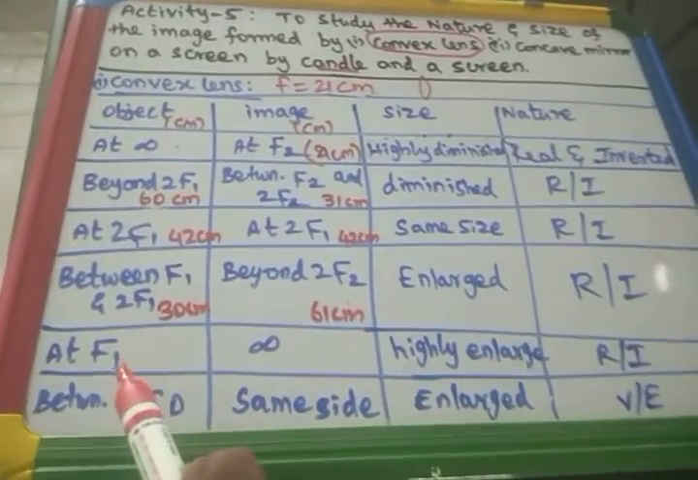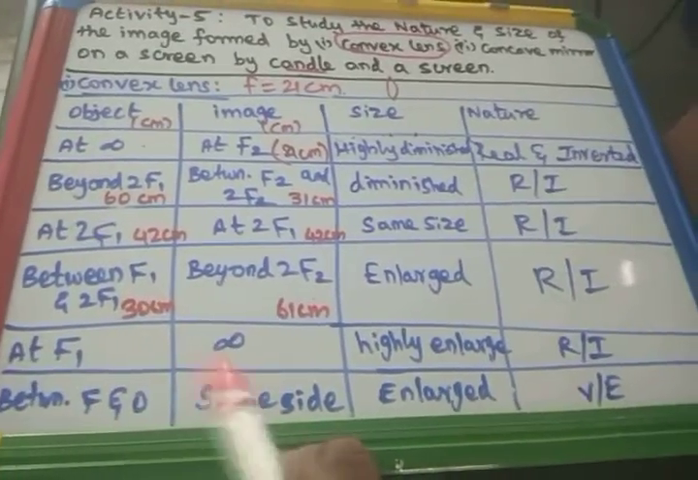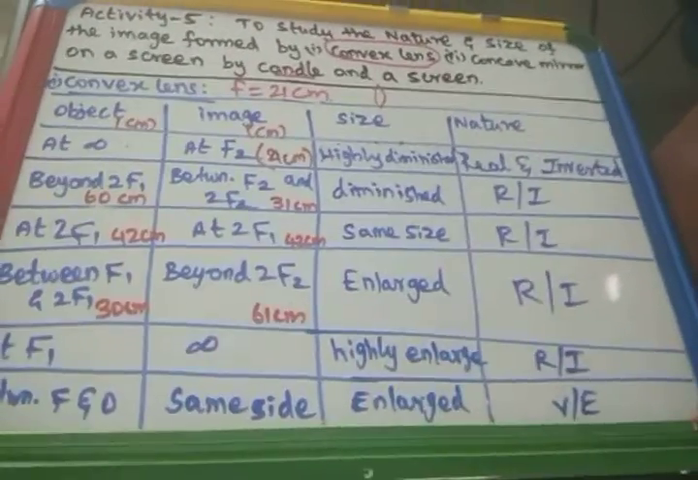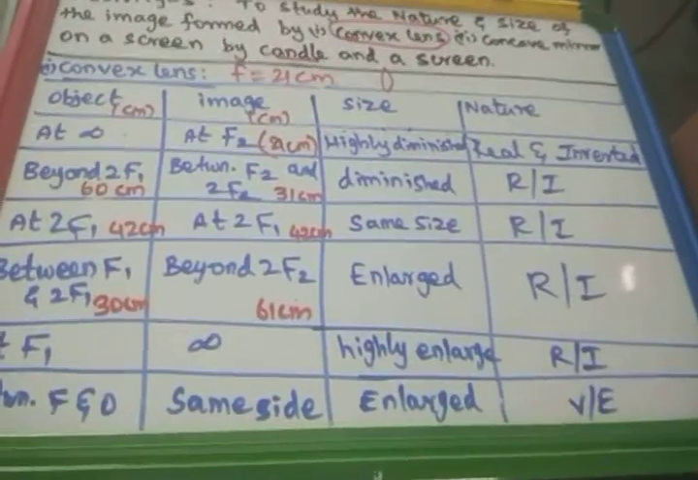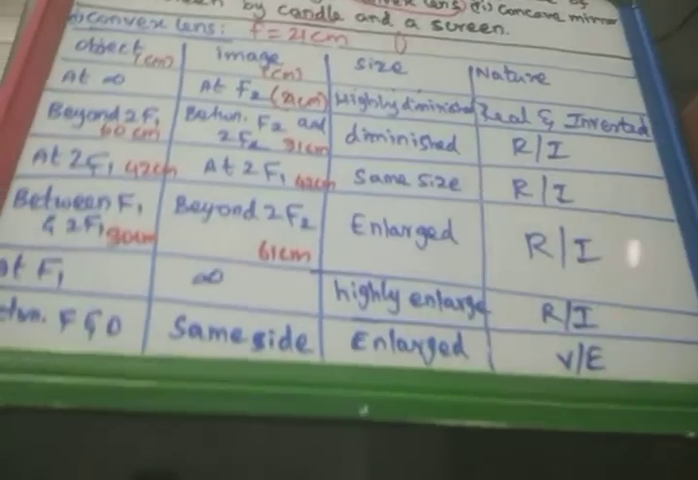And also, when the object is kept at f, what will happen? The image is formed at infinity. We cannot catch that on the screen. That is, we are not able to prove it in this activity. That is practically not possible.